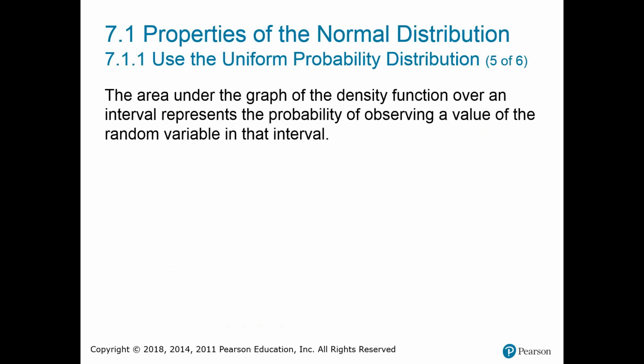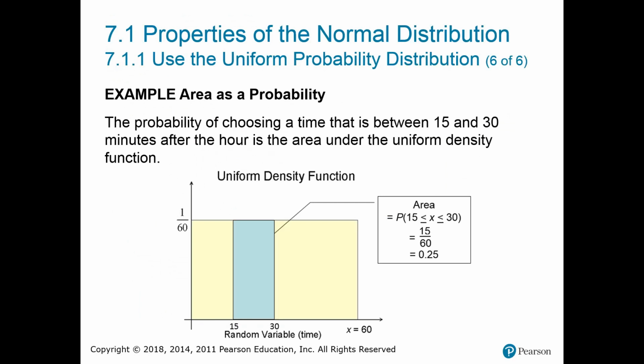The area under the graph of the density function over an interval represents the probability of observing a value of the random variable in that interval. The probability of choosing a time that is between 15 and 30 minutes after the hour is the area under the uniform density function. So you can see if we mark off and just choose from 15 to 30, shade that in blue, the probability of it being between 15 and 30 minutes would be that 15-minute segment divided over the 60 total minutes in that hour, or 0.25 or 25%.